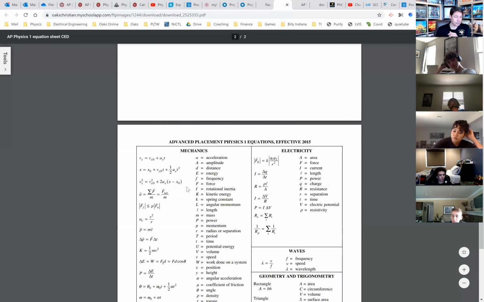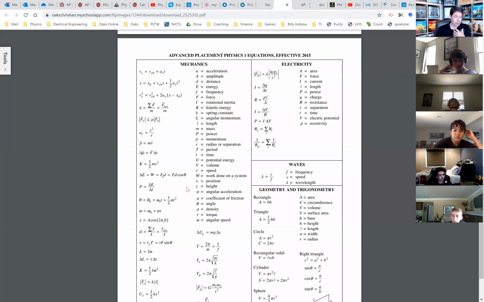The other page, though, is where you're going to be looking all the time. Starting in this unit, moving forward, we're going to be learning equation after equation after equation. And the one we just learned is this one up here in the top left-hand corner, under mechanics: Vx equals Vxo plus Axt.